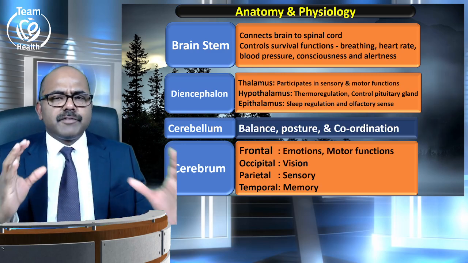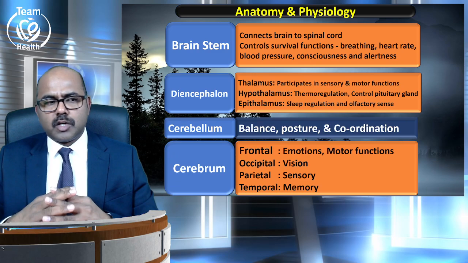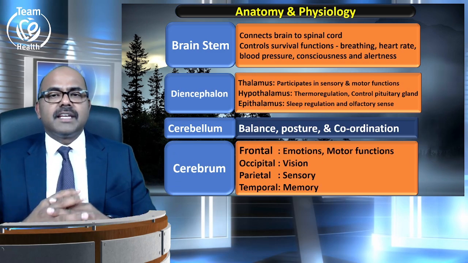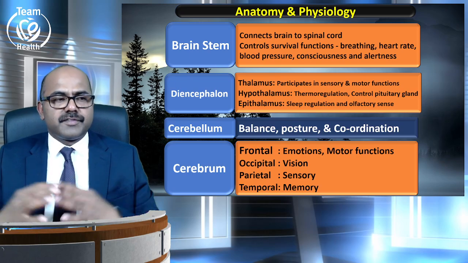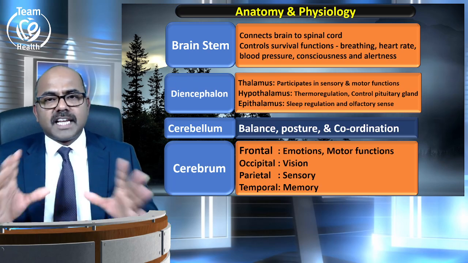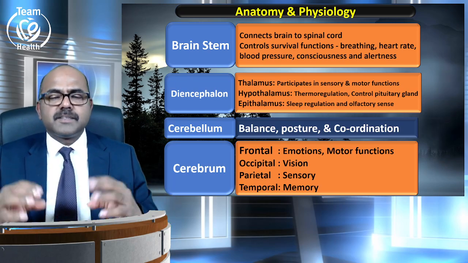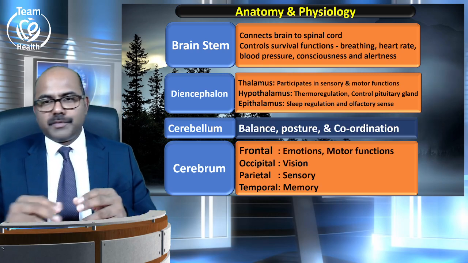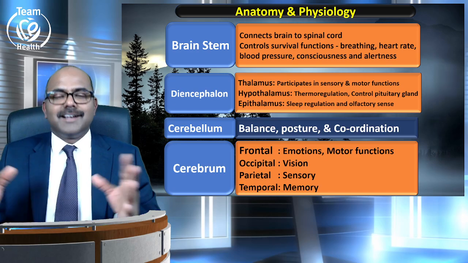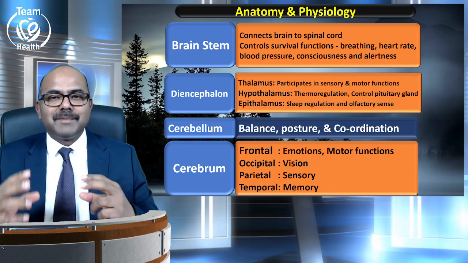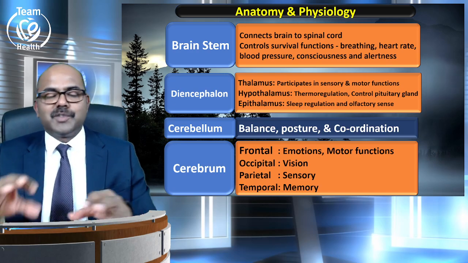Then below that, you have your cerebellum, just below the occipital lobe of the cerebrum. It is the second largest piece in your brain after the cerebrum. The cerebellum is responsible for balance, posture, and coordination. So if you have a couple of pegs, what's happening means your cerebellum is affected. That's why you are losing your balance.